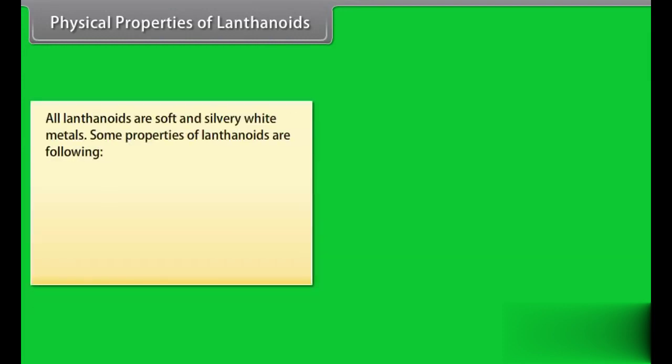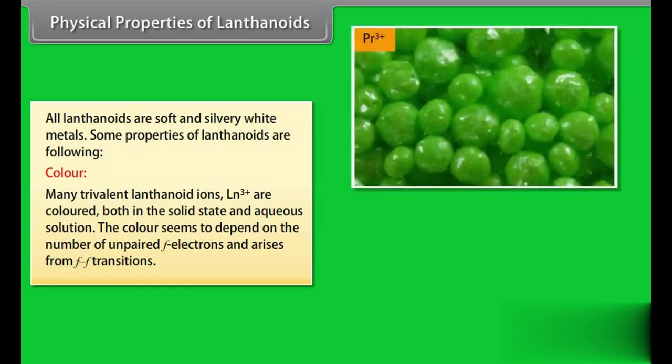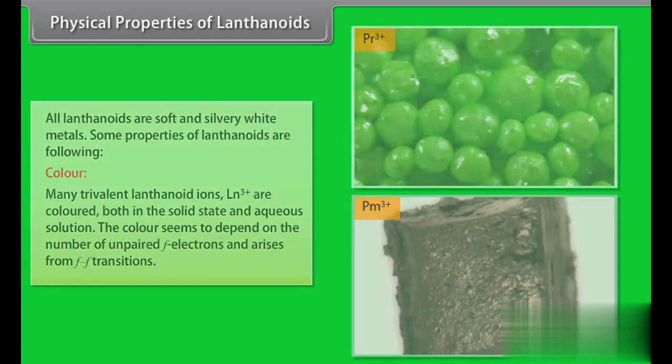Physical properties of lanthanoids. All lanthanoids are soft and silvery white metals. Some properties of lanthanoids are following. Color. Many trivalent lanthanoid ions, Ln3+, are colored both in the solid state and aqueous solution. The color seems to depend on the number of unpaired f electrons and arises from f-f transitions. For example, Pr3+ is green and Pm3+ is pink.